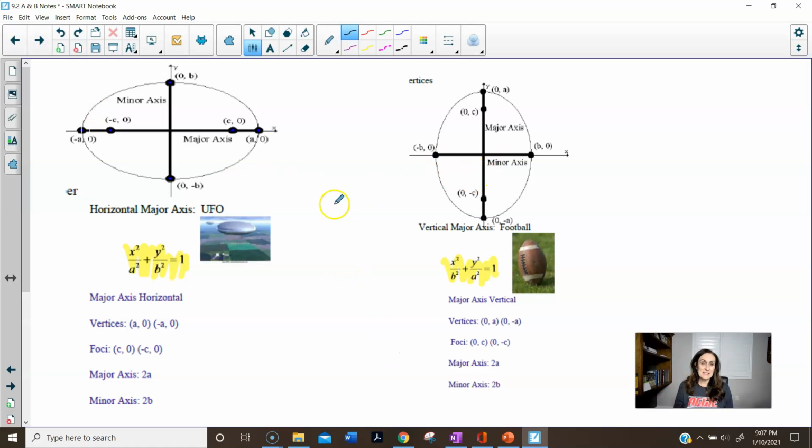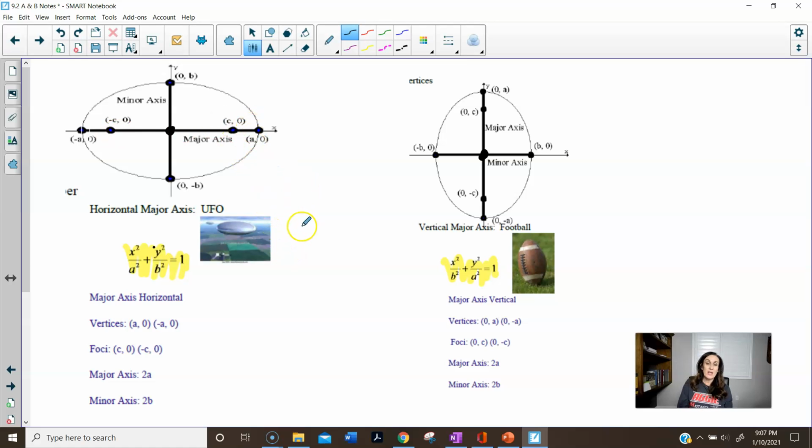Here are two ellipses. I'm going to refer to the first ellipse as a UFO because I'm thinking of it getting stretched horizontally. I'm going to think of the second ellipse as a football because it's going to get stretched vertically along the y's. Now, these two equations are the same as the other page, just there's no h, k, which means the center of these would be at 0, 0.